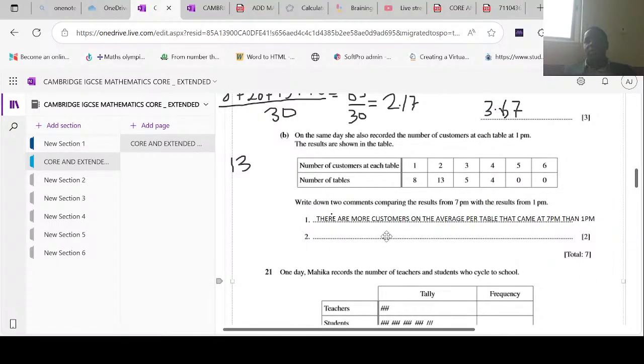So give us the next comment. There are more customers on the average that came at 7 p.m. than 1 p.m. So give us the next comment. Based on this comment, the range of the number of customers at each table was higher. It's almost like you're saying the same thing as the first comment.